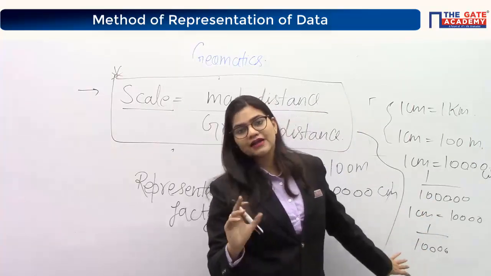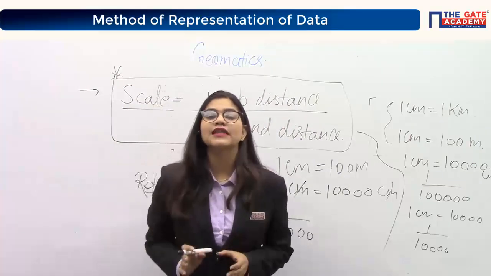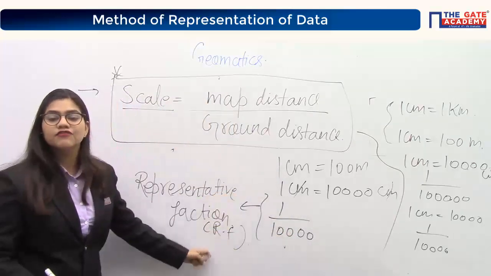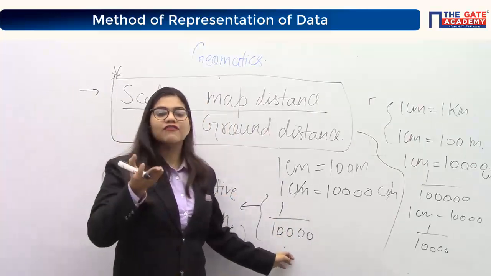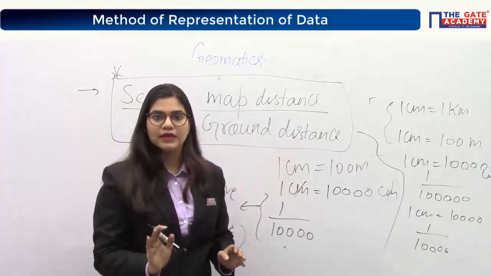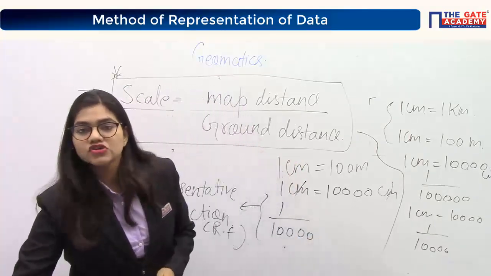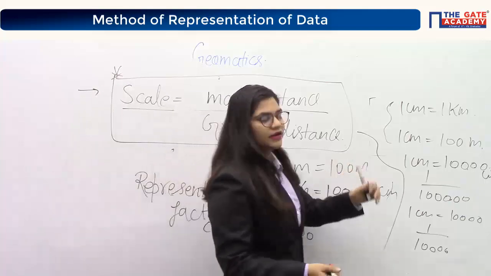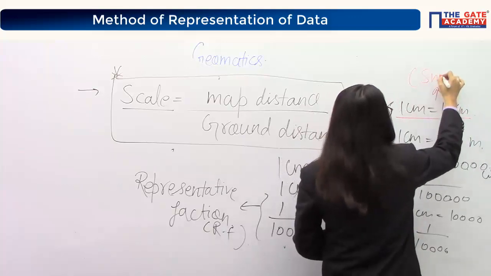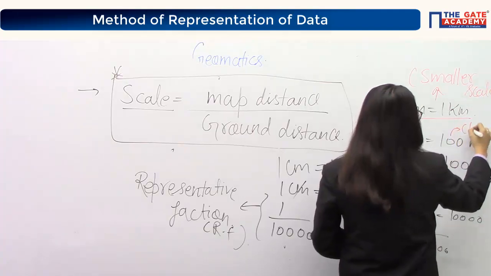Okay. So in that way also you can see this. If you have any confusion in understanding which scale is larger or which scale is smaller, you can convert into representative fraction and you can see that if the value is more in the denominator, it will give you a smaller value only. In that way also you can find it. So here the first one is your smaller scale and the bottom one is your larger scale. This one is your smaller scale and this one is your larger.